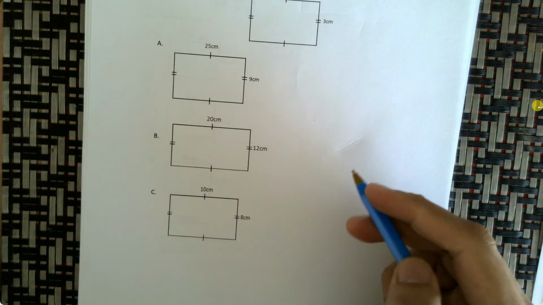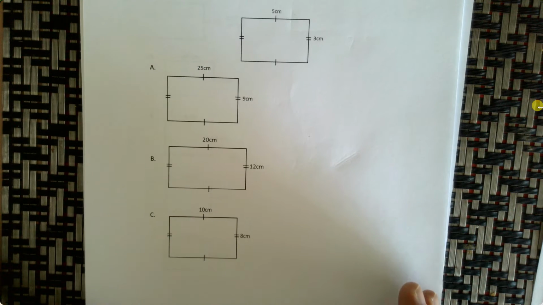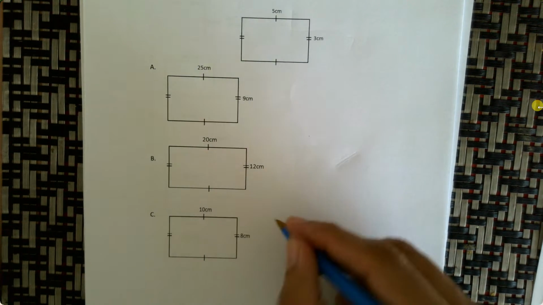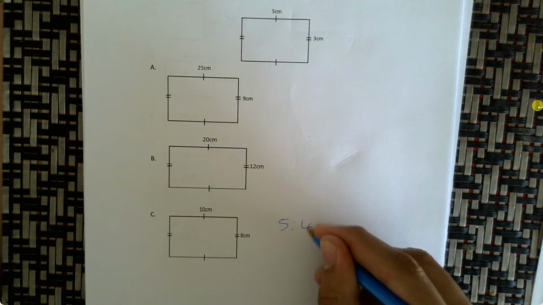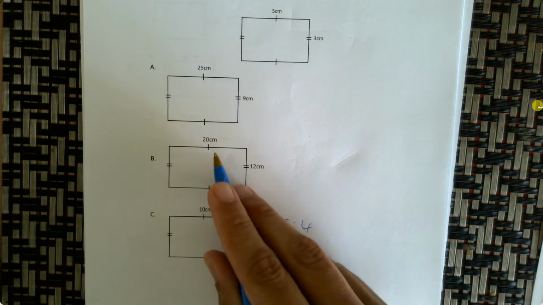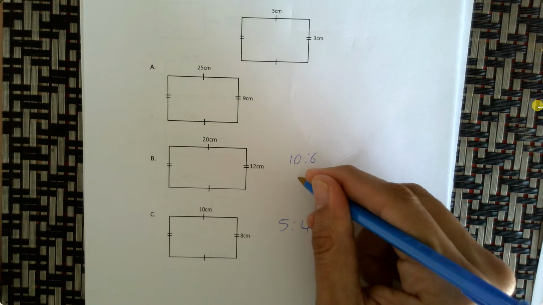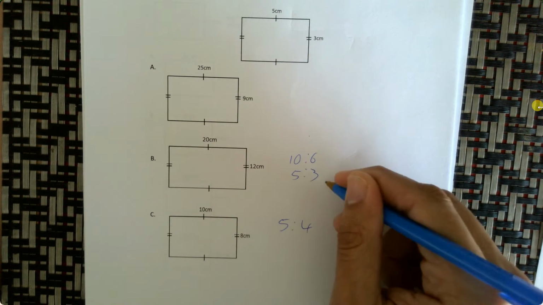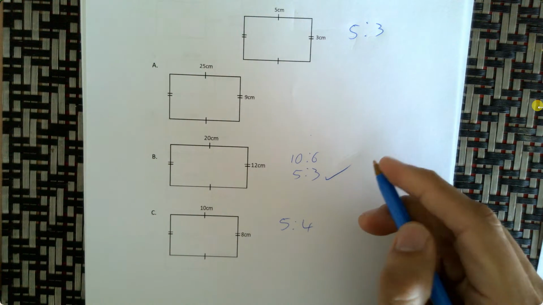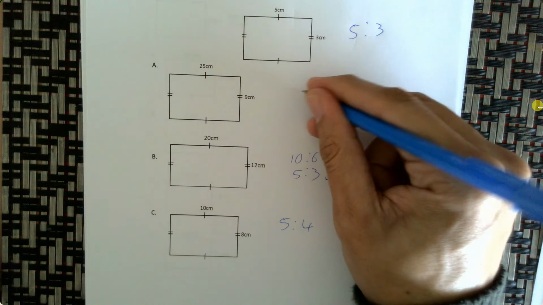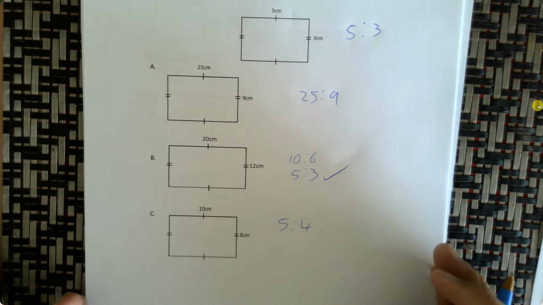Okay, 5 to 3. This one will be 5 to 4. 5 lots of 2, 4 lots of 2. This one in lots of 2, that will be 10 to 6 or 5 to 3. So that is the same as that one there. So that's going to be the right answer. This one is just a 25 to 9. That can't be simplified any further.